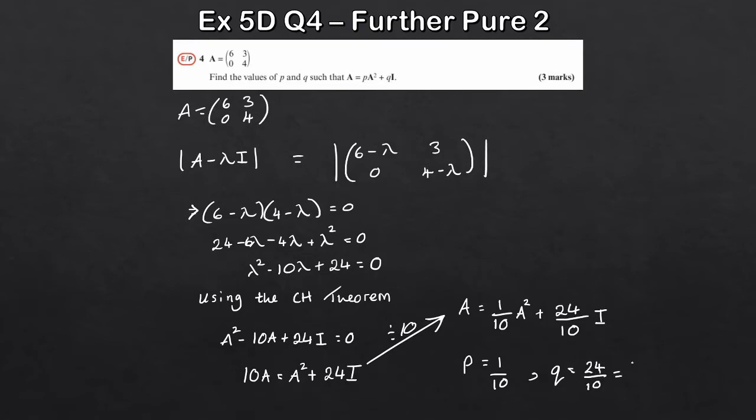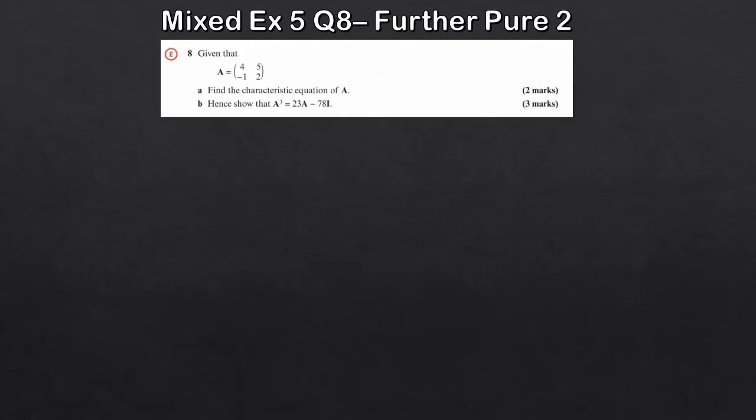24 over 10, or we can simplify that to be 12 over 5. Or you can give it as 0.1 and 2.4 if you really want, but that'll do there, that's absolutely fine. So 3 marks for that. I don't think there's anything too tricky. Hopefully all makes sense. So let's move on to the next one.